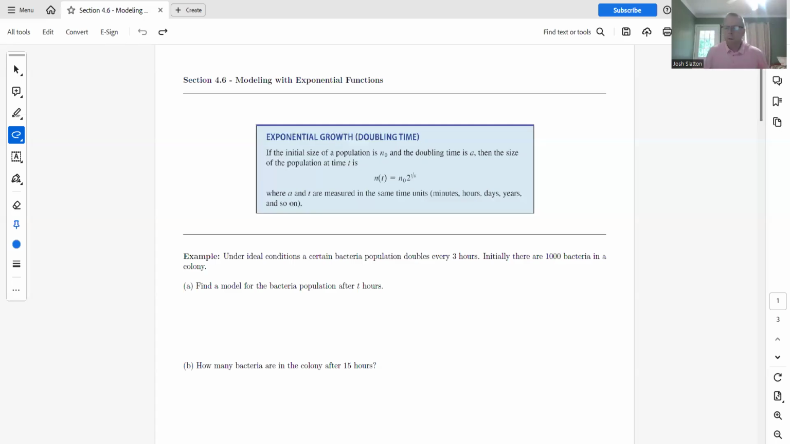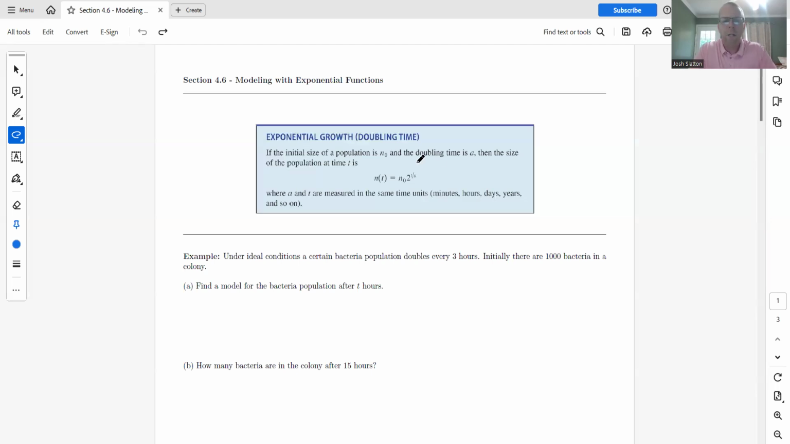All right, so 4.6, modeling with exponential functions. This is a very practical section that we're going to look at. Most of these are pretty much all word problems, with fairly simple formulas. We're going to see the same formula over and over again with little variations depending on the context of the problem. The first one we're going to look at is the doubling formula.